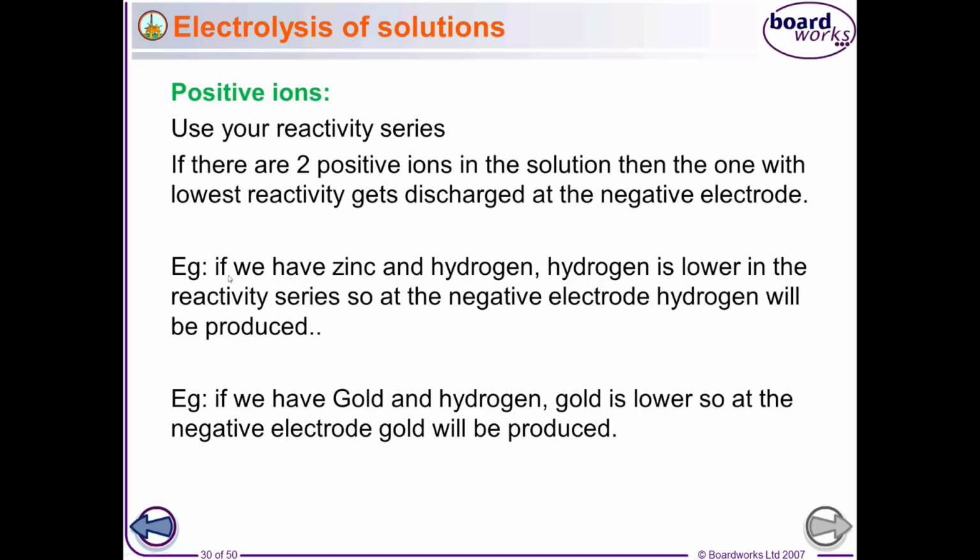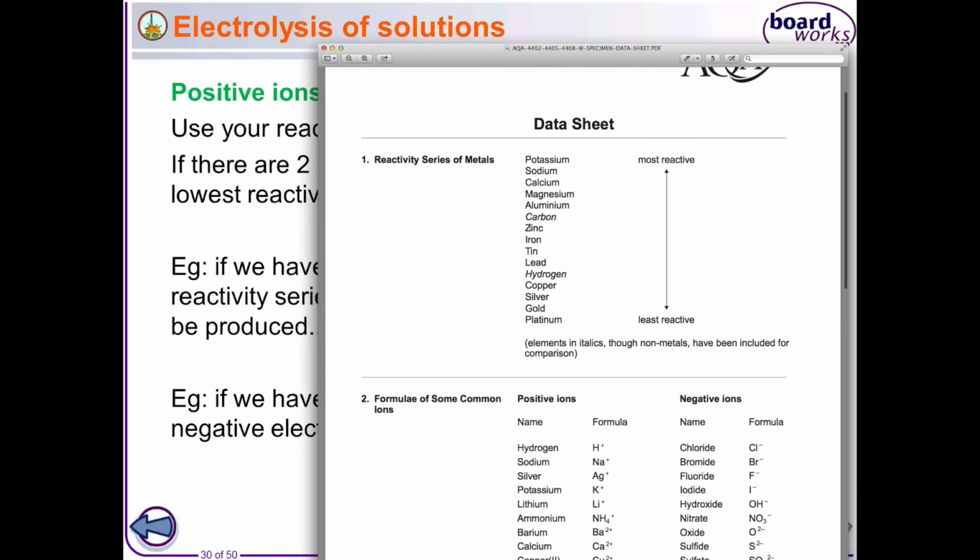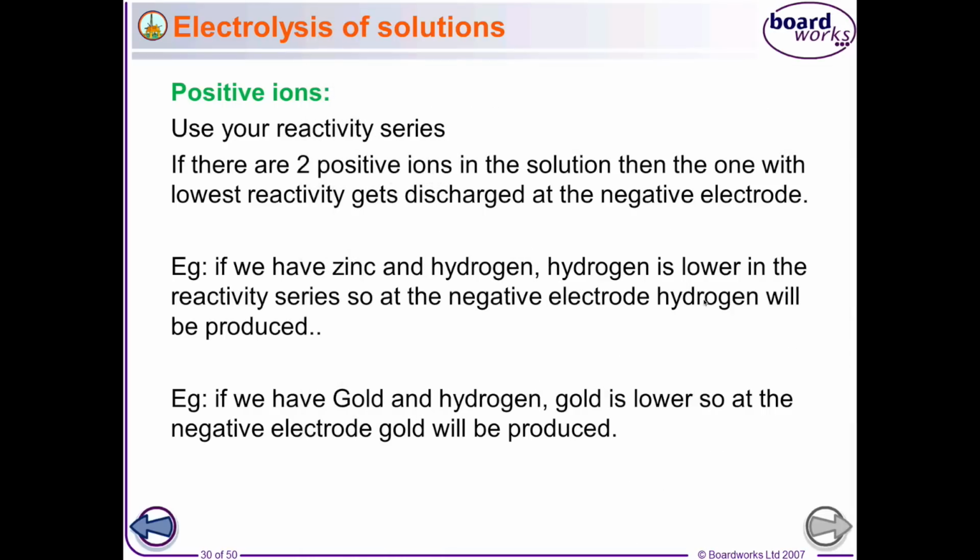So for example, if I have zinc and hydrogen present in my solution, then I look at my reactivity series and I can see that zinc is there and I can see hydrogen is there. So zinc is higher and hydrogen is lower, so the lowest one gets discharged. So I'm going to get hydrogen gas produced as a result of that, because the hydrogen is lower in reactivity than the zinc. Remember, the lowest reactivity positive ion gets produced.